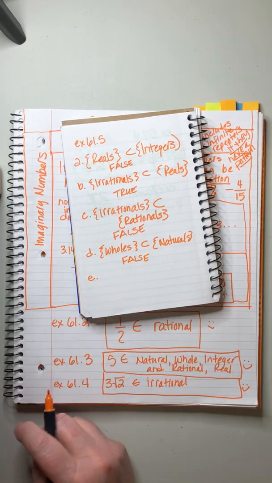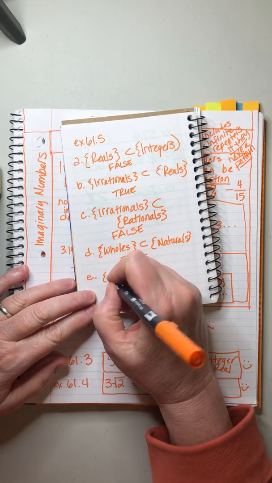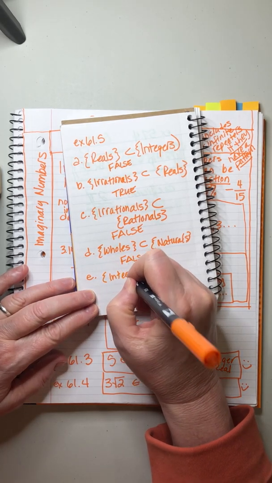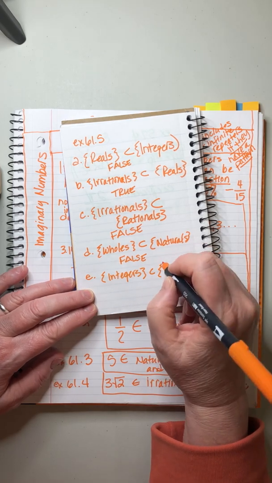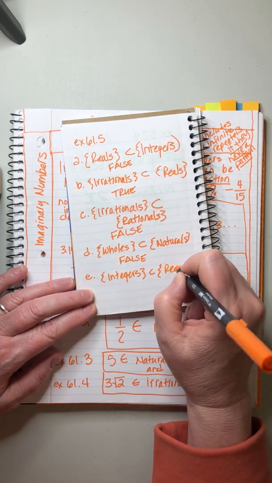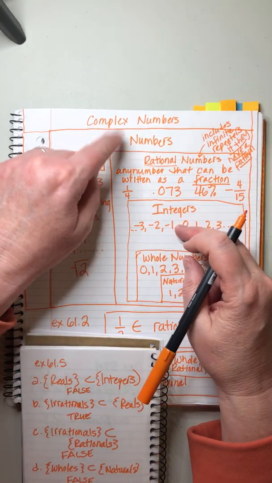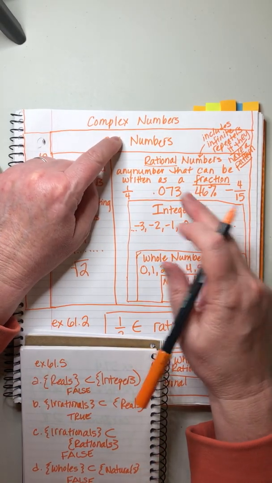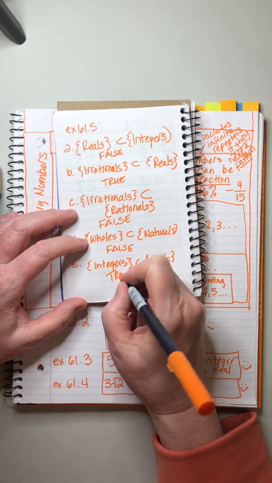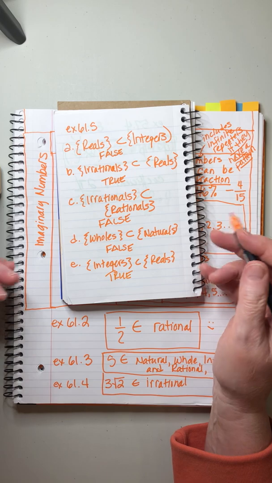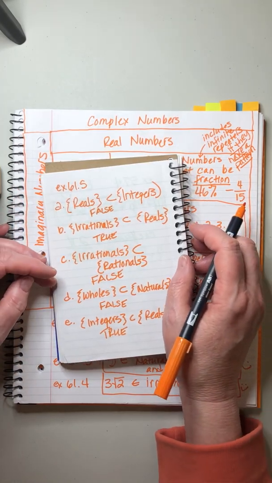And here's our last one. Integers are a subset of the reals. Integers are a subset of the reals. Yeah, that sounds good. Integers fit into the reals. So that one is true. I did not write down the reasons this time, but we talked about them. And they're kind of obvious, you guys, right? Either all the members are an element or they're not.